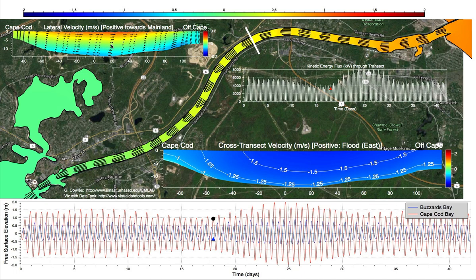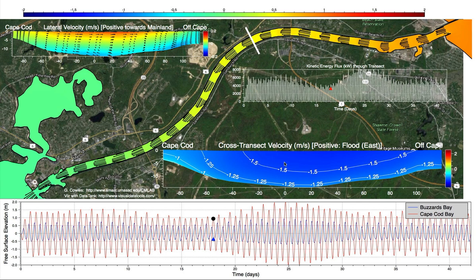Up here in this transect, actually let me start with this one right here. So this again is the elevation in meters, red Cape Cod Bay, blue Buzzards Bay. What's important is the difference between them, which is the distance between this black and blue line. When the black dot is higher than the blue triangle, Cape Cod Bay is higher than Buzzards Bay, and we're in an ebb situation. When the blue triangle is higher than the black line, we're in a flood situation, west to east flow.